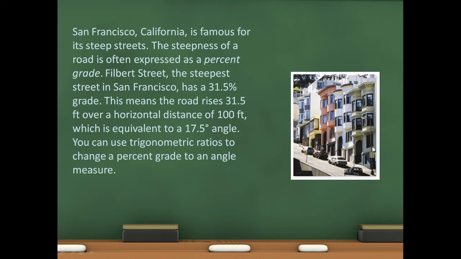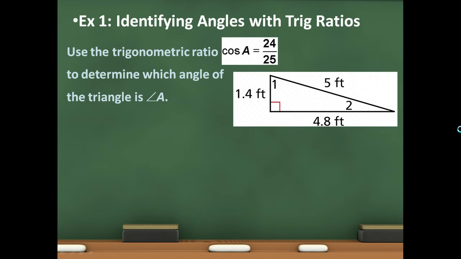In San Francisco, California, they have very steep streets. The steepness of a road is often expressed as a percent grade. Filbert Street, the steepest street in the city, has a 31.5% grade. This means the road rises 31.5 feet over a horizontal distance of 100 feet, which is equivalent to a 17.5 degree angle. You can use trig ratios to change a percent grade to an angle measure. Let's learn how.